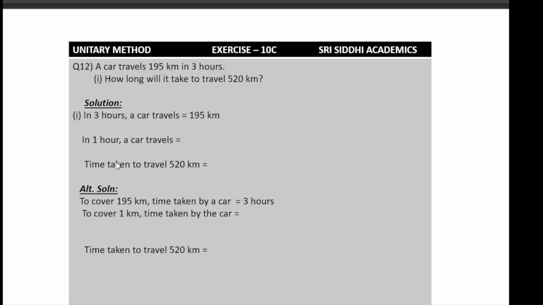Now, moving towards the solution, we write down the given statement that in 3 hours, the car travels 195 kilometers. Then, let's calculate in 1 hour how much the car would travel. For that, we will divide 195 by 3, right? 3 ones are 3. 3 sixes are 18, 19 minus 18 is 1, so 1 comes here, then it becomes 15, so 3 fives are 15. So the distance the car travels in 1 hour is 65 kilometers, right?